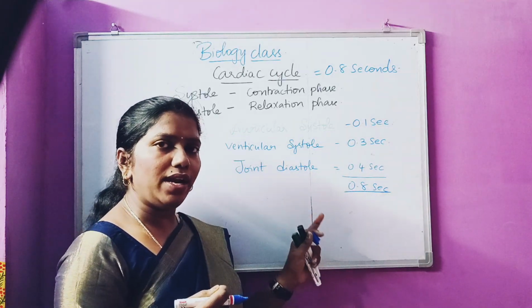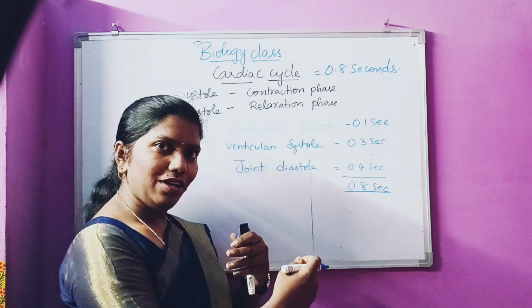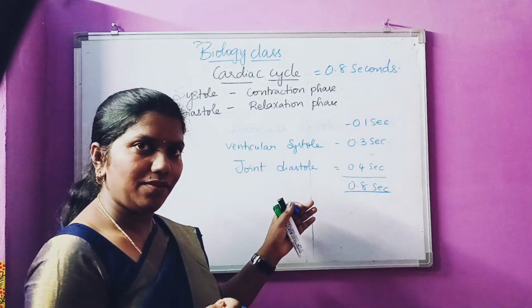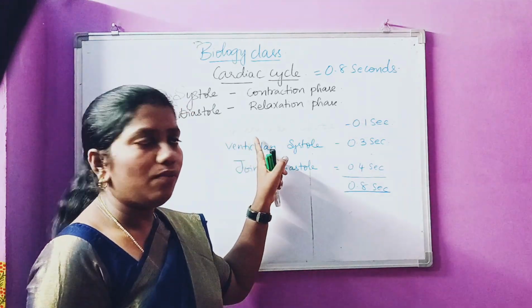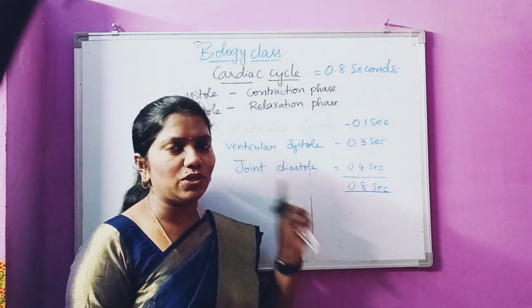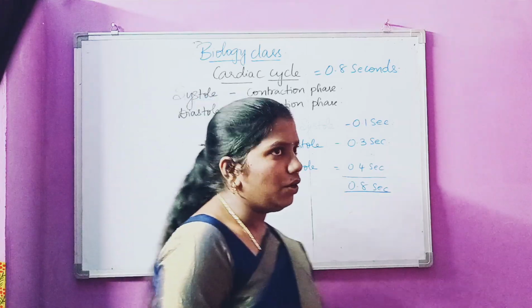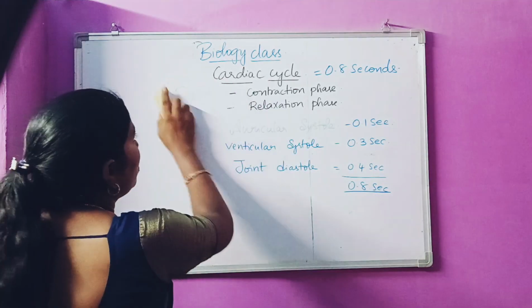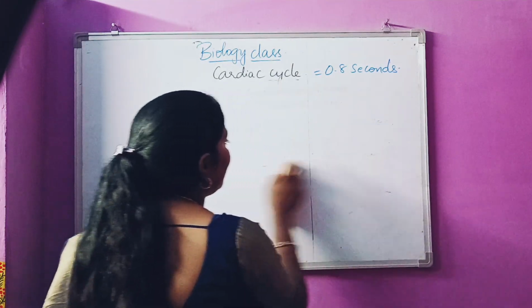One contraction and one relaxation of the heart, occurring sequentially from one heartbeat to the next heartbeat, is called the cardiac cycle. So the following events take place in the cardiac cycle: auricular systole, ventricular systole and joint diastole. Let me explain one by one. Let us see the auricular systole. The contraction phase is called systole and the relaxation phase is called diastole.